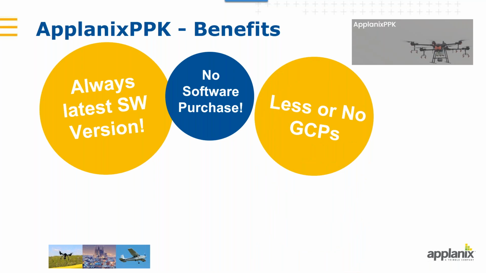You also reduce the number of ground control points, because if you have a very good PPK solution, you have a very stable geometry. And that will make the entire mission more efficient. So in some circumstances, you only need one ground control point, or even no ground control point, really depending on what accuracy you are aiming for.